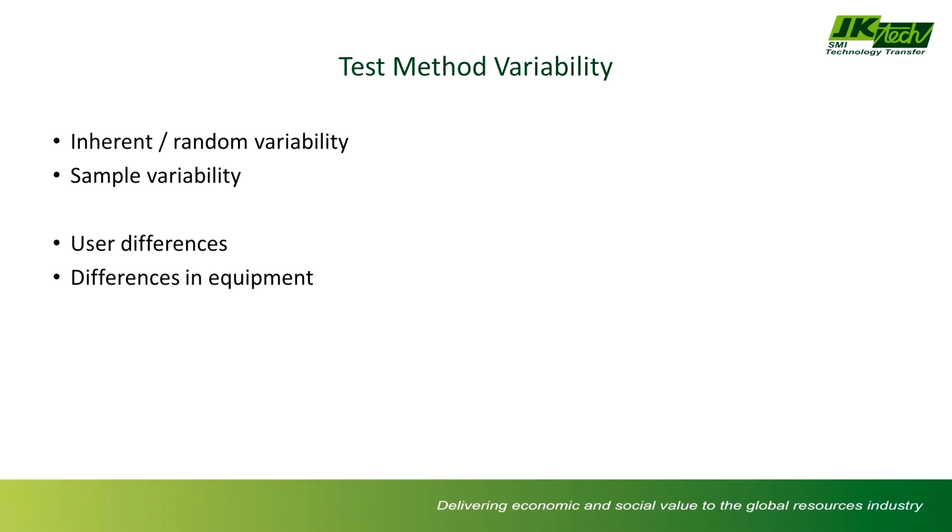So where does this variability in test methods come from? Every test method will have an inherent, random variability. You can never do the same thing exactly the same. Also, samples are variable. You never get exactly the same sample. Expanding that, when you have different people doing the test, that is more variability. If they're doing it on different equipment or using slightly different methods, again, you're increasing the amount of variability you've got.